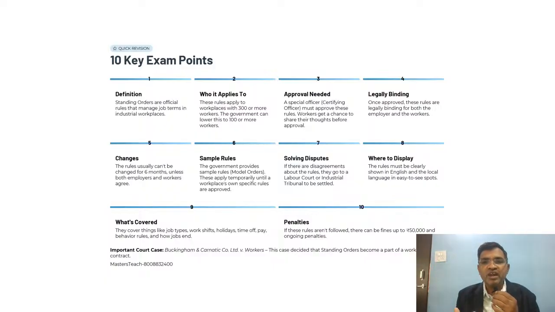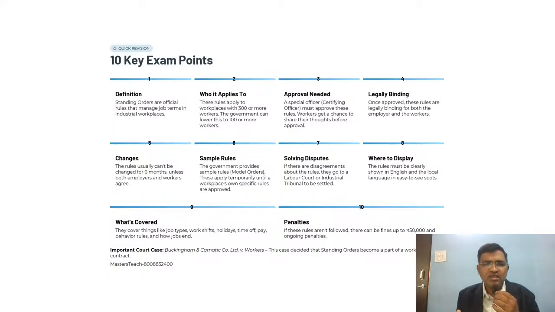Who is going to approve standing orders? It is the certifying officer who is going to approve them. Once approved, they become legally binding for both the employer and employee. The rules cannot be changed within 6 months of being made unless both employer and employee agree. There are also the model rules given by the government. The disputes can be solved in a labor court or the industrial tribunal. They have to be displayed in the factory or office, in a local language also.